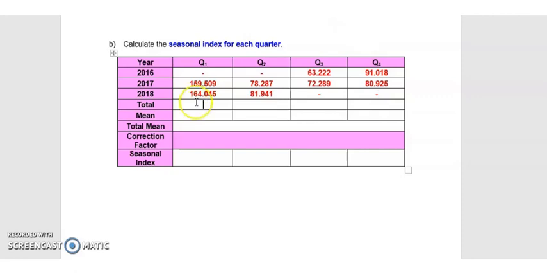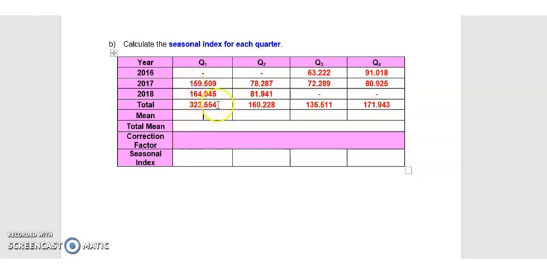Okay, next find the total for each quarter. So here the total will be 323.554. Second quarter 160.228. Third quarter 135.511, and the last quarter is 171.943.